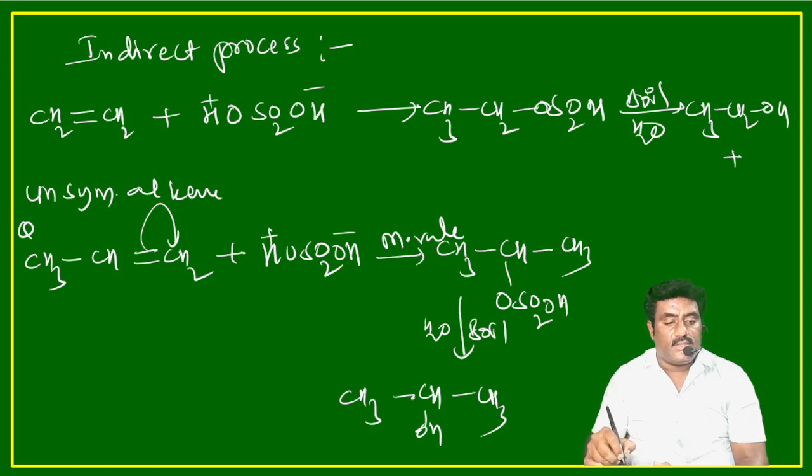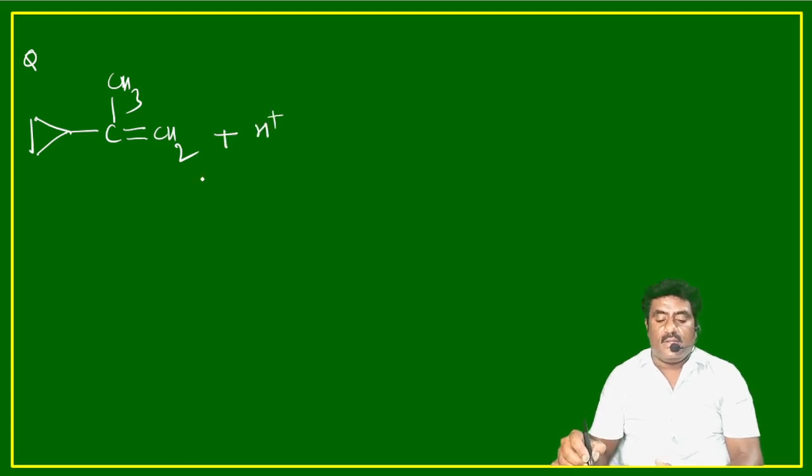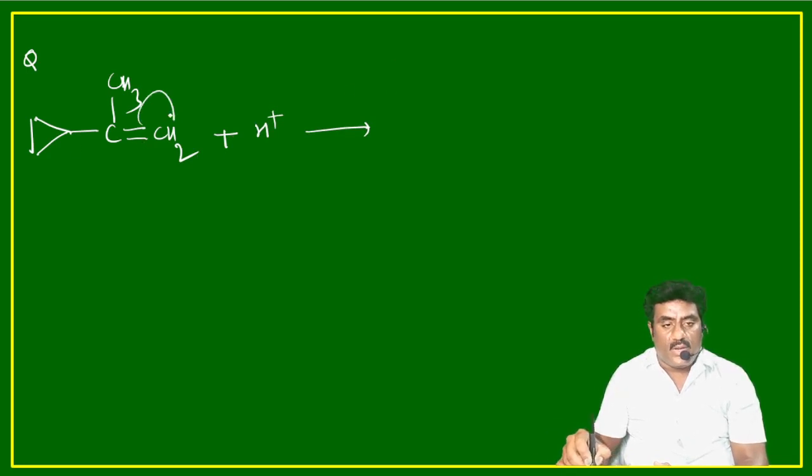Let's take one more example. I am taking one question. If I take a double bond with CH2CH3, this is the alkene system. In the presence of H plus, what happens? It forms a carbocation.